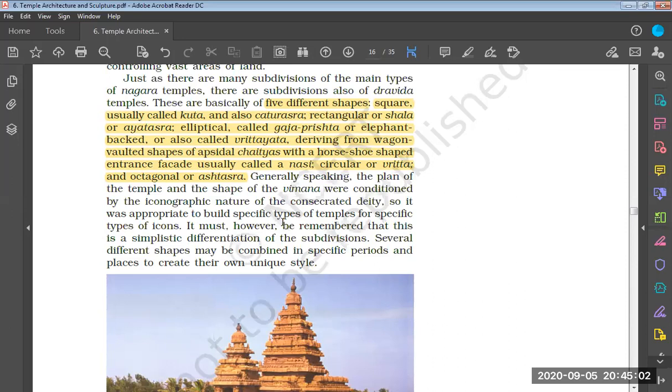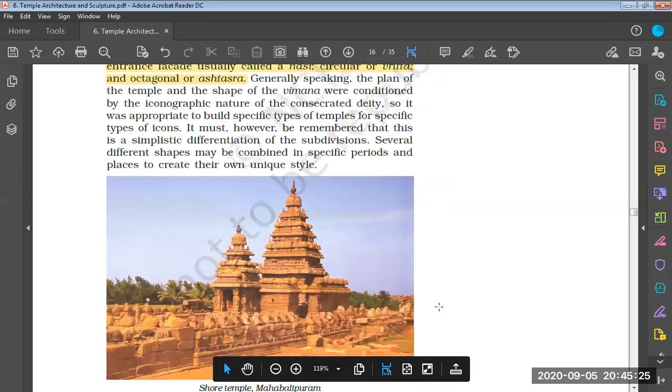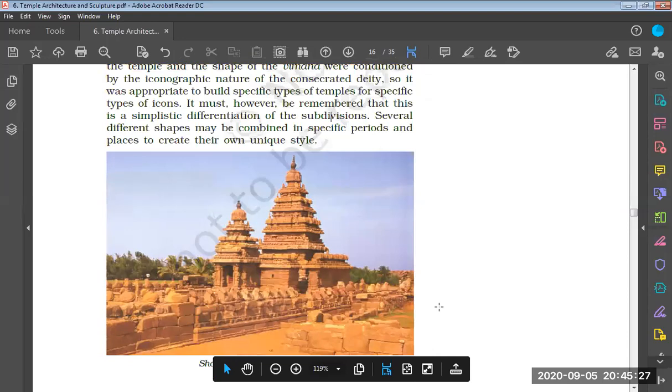Generally speaking, the plan of the temple and the shape of the vimana were conditioned by the iconographic nature of the consecrated deity, so it was appropriate to build specific types of temple for specific types of icon. It must, however, be remembered that this is a simplistic differentiation of the subdivisions. Several different shapes may be combined in a specific period and place to create their own unique style.